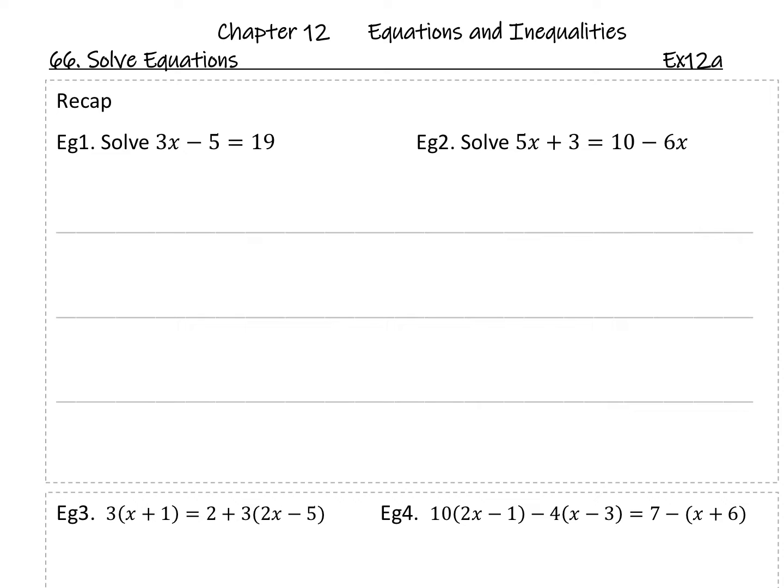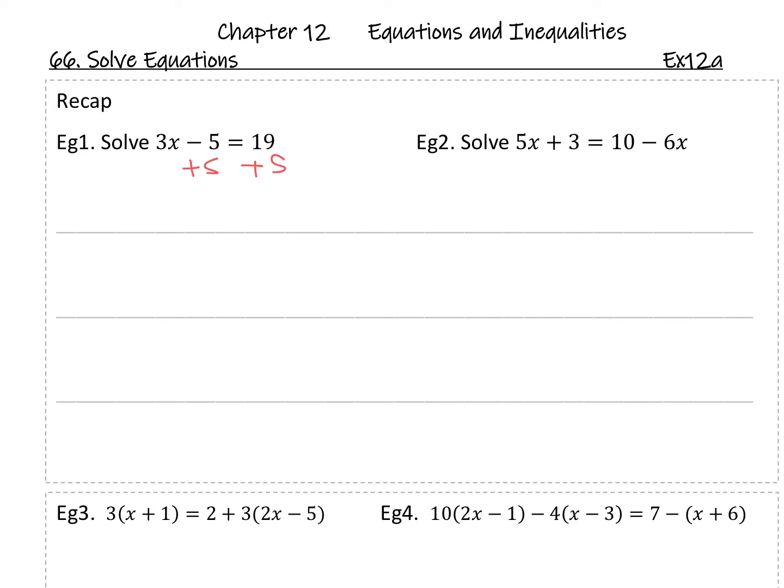Example 1. Solve 3x minus 5 equals 19. The aim here is to get x equals, so we have to remove the 3 and the minus 5 from the x. We'll start off with the minus 5, it's further away from the x. It's the last thing you'll do in your order of operations, so it's the first thing you'll do when solving an equation. So we remove the minus 5 by adding 5 to both sides.